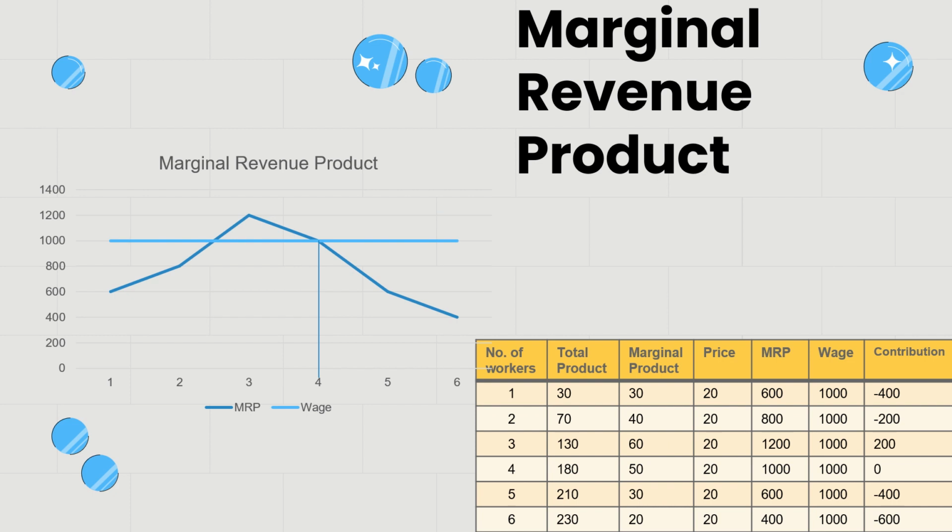So this is the graph for the same. If you see the light blue line, which is the wage, and the dark blue line, which is the MRP, when they intersect, that is the point at which the firm should recruit workers. And you can only recruit workers in whole numbers. You cannot recruit workers in halves or anything. So this first point won't work, but the second point, that is the fourth worker, is the point where firms should employ workers for profit maximization.